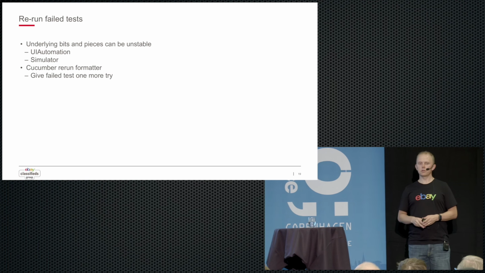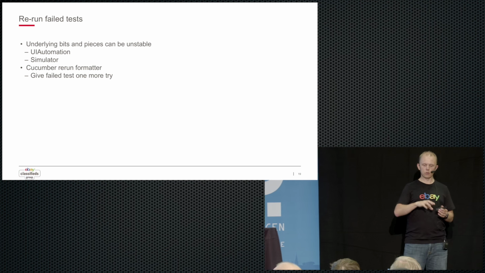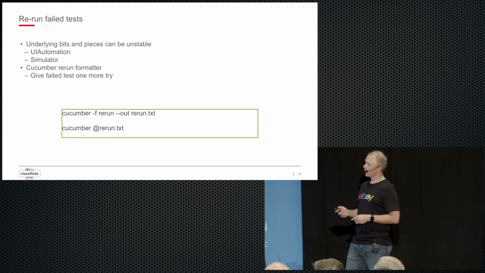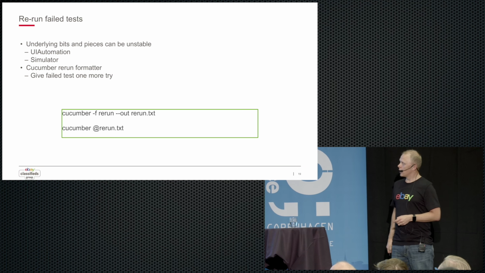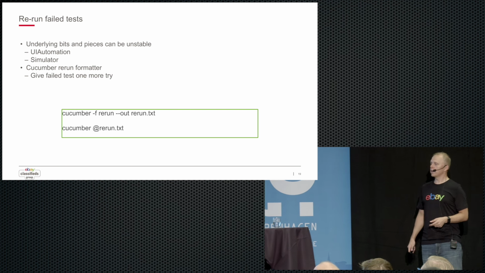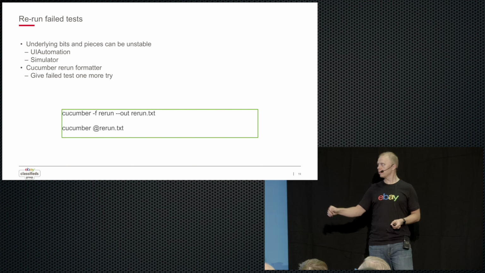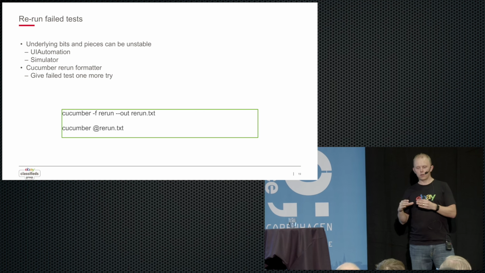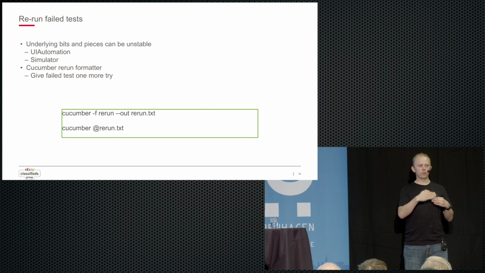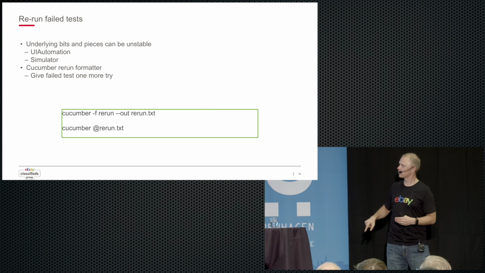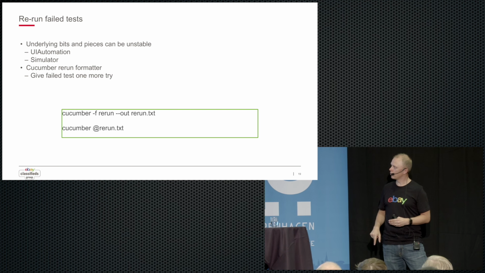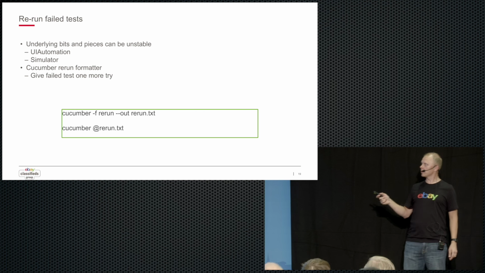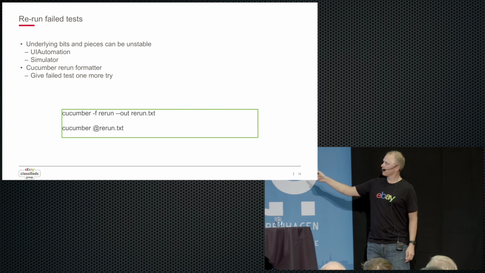So Cucumber comes with this. Cucumber has different formatters for how you want it to output stuff, and one of them is a rerun formatter, which is really nice because you can specify that formatter and tell it to output to some file, and that rerun.txt file will contain information about what scenarios failed in the first run. Then you can just ask Cucumber to run whatever is in that rerun text file, and it will run those failed tests again.